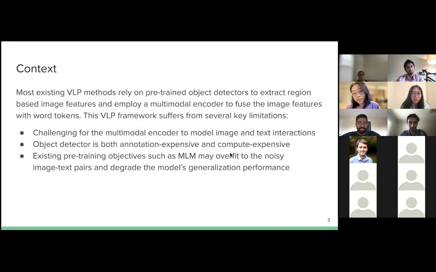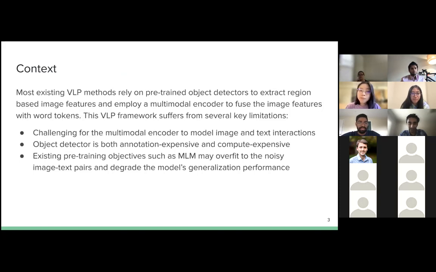And before we dive into their model, I want to give a little bit more context. So according to the authors, currently a lot of the existing VLP methods rely on pre-trained object detectors to extract region-based image features first, and then they employ a multimodal encoder to fuse image features with the word tokens. An example of this is the Oscar model we learned about 2 weeks ago. And this VLP framework suffers from some limitations.